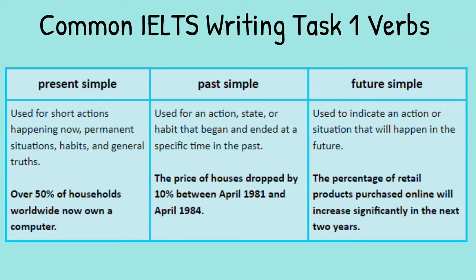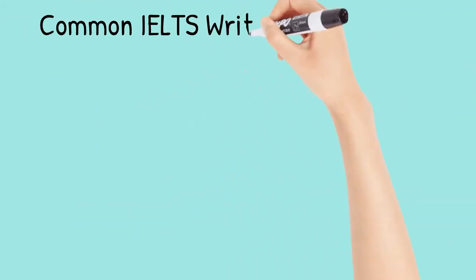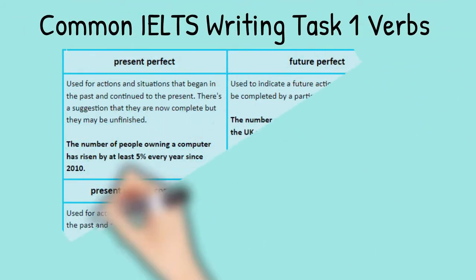For future simple, it is used to indicate an action or situation that will happen in the future. For example, the percentage of retail products purchased online will increase significantly in the next 2 years. Now let's look at present perfect and future perfect.